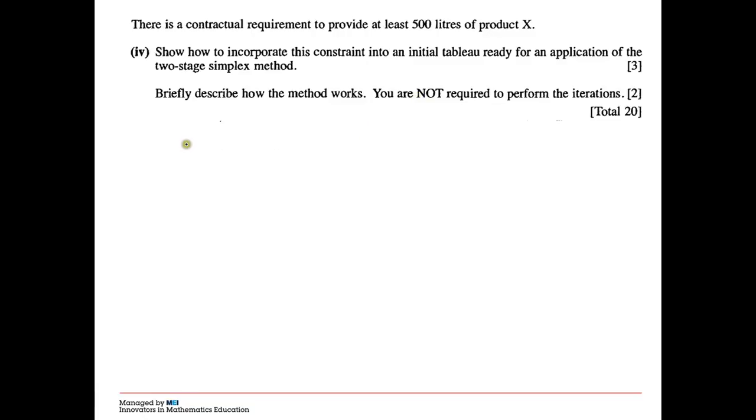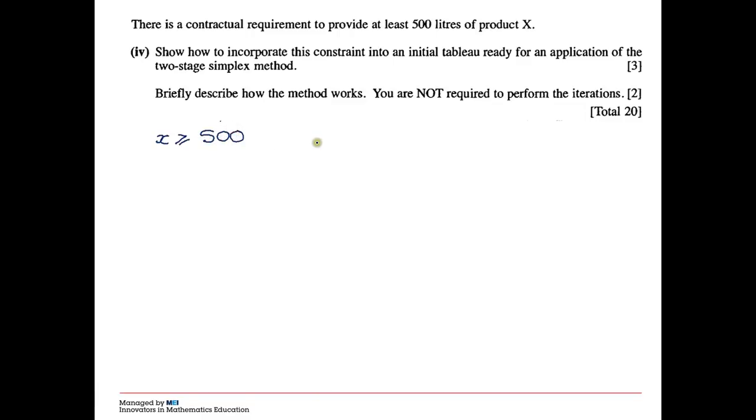So what we're doing here is making the question a little more complex. They're saying we've got a new constraint, and that new constraint says at least 500 litres of product X, the one that we didn't make. So 5x has to be greater than or equal to 500 is our new constraint.